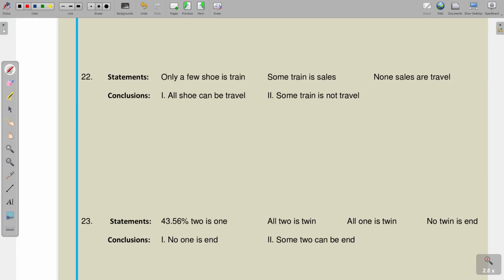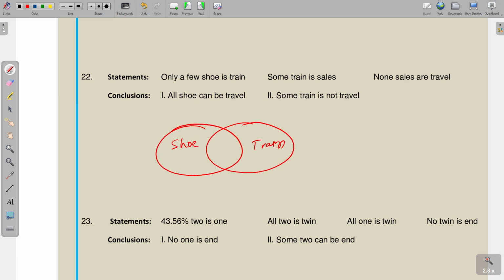Next question number 22, see the first statement: only a few shoe is train. So only a few shoe, right, this part of shoe is only train.